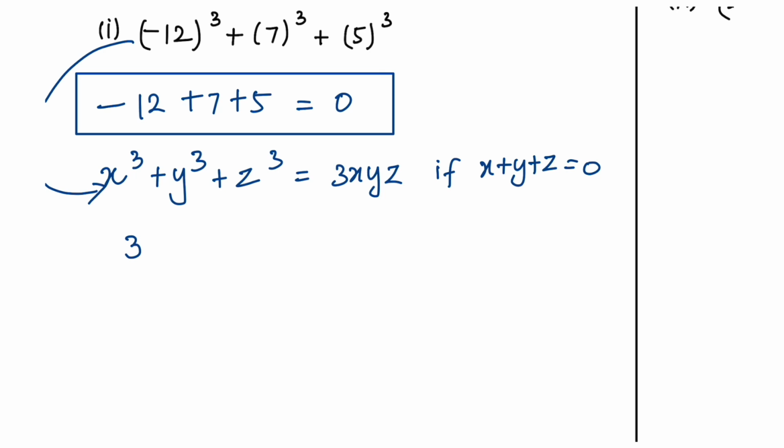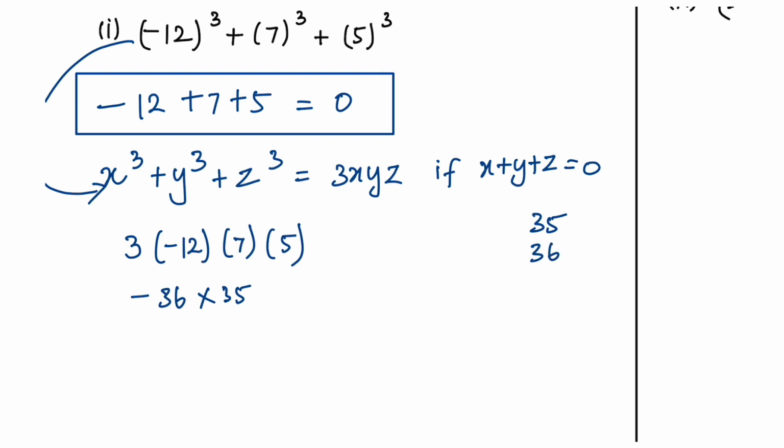So let us just do that. 3 into x here is minus 12 and y here is 7 and z here is 5. We're going to multiply these things now. So 7 times 5 is 35, that we know, and 3 times 12 is 36, right? So this is minus 36 into 35. You can multiply 35 and 36, but I'm going to do it differently.